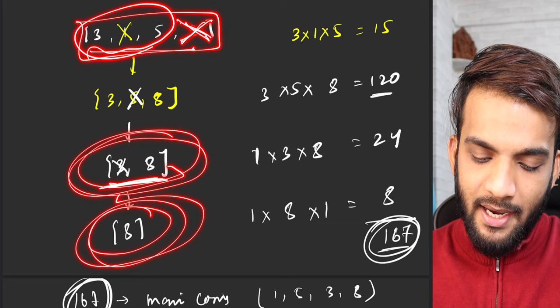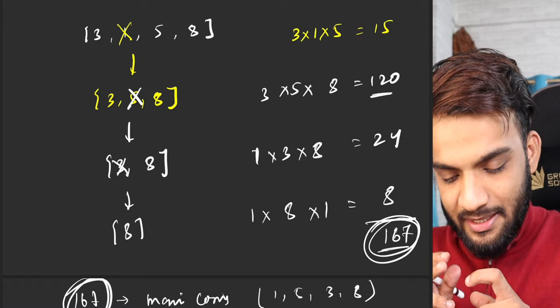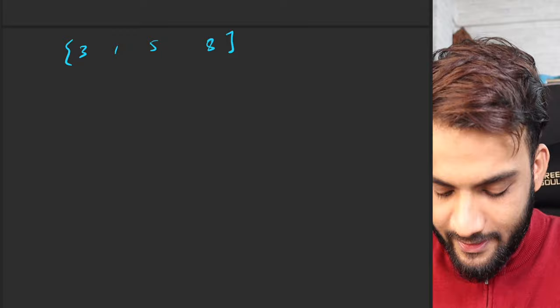After that, I'll say, who is the other guy? So it says 5. After that, I'll ask, who's the other guy? It'll say this. Let's take this example only and understand. Okay, 3, 1, 5, 8. I say 8 is the last guy to be bursted, okay? So, as of now, we had this entire range.